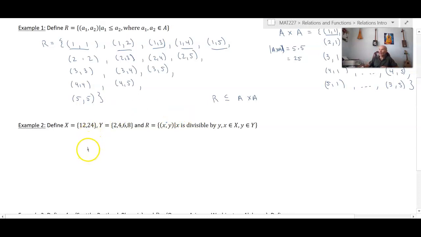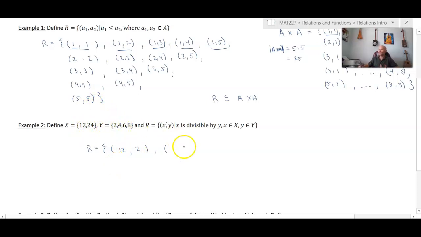So if I start to analyze what elements are going to be in here, the first one has to come from this set. And I'm going to start off by saying, what elements from Y is 12 divisible by? Because if I take 12 divided by 2, I get 6. So that means the pairing of 12, 2 will be a valid pairing because 12 divided by 2 is 6. So I'm only going to pair elements where the first number divided by the second number is an integer.